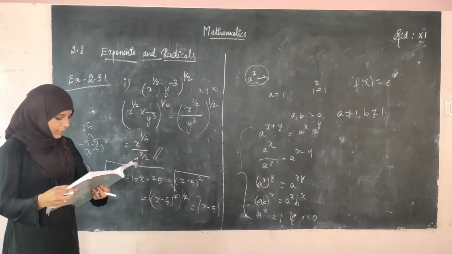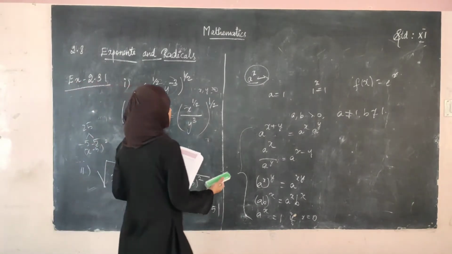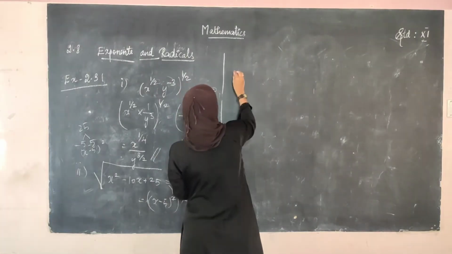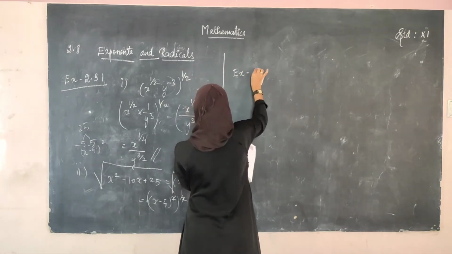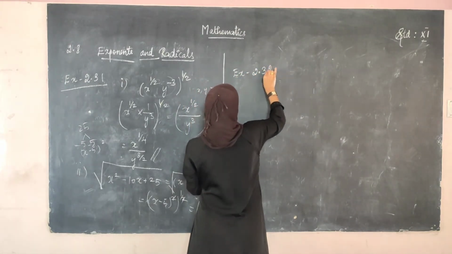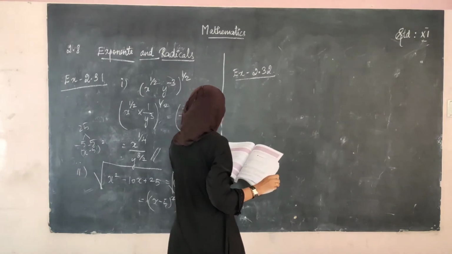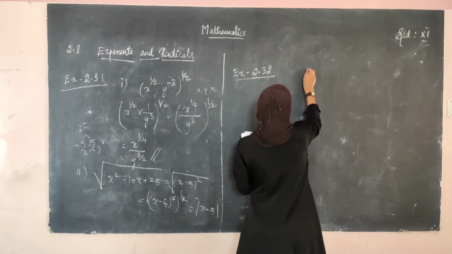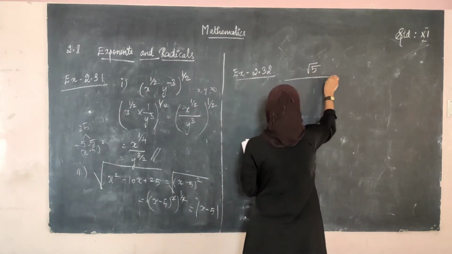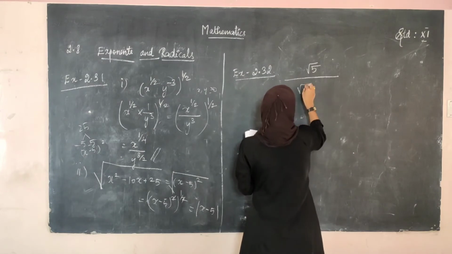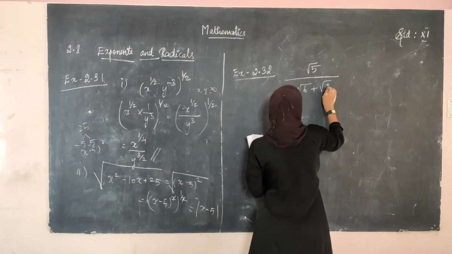Now let us see the second example. Example 2.32. Rationalize the denominator of root 5 divided by root 6 plus root 2.